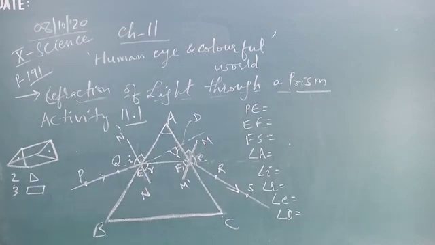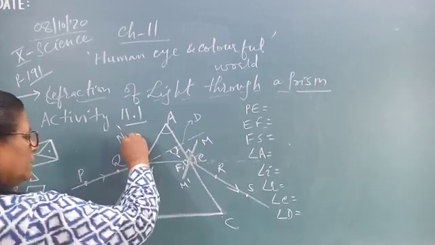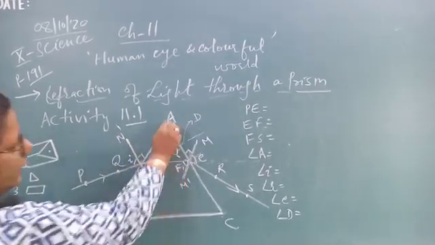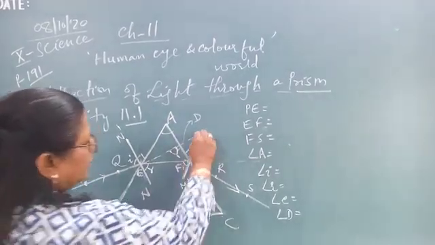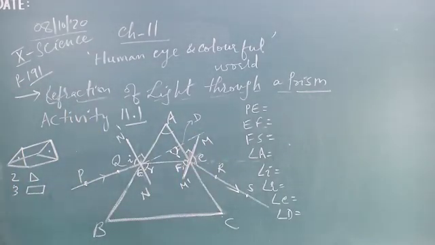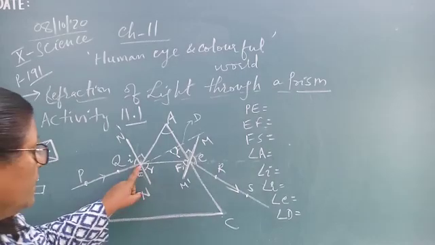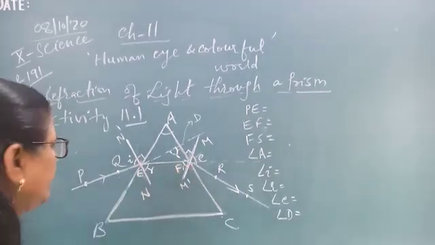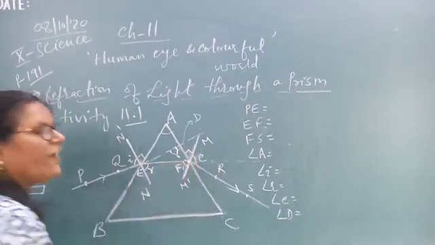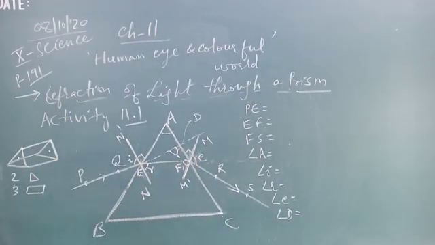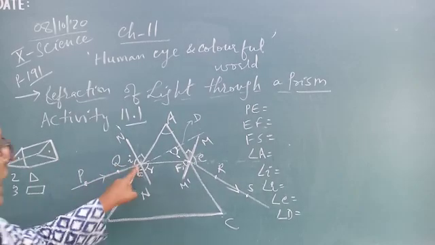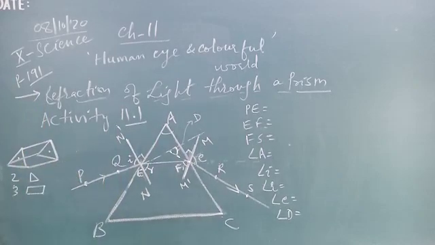Now join EF. Then draw the perpendiculars: up to side AB, that is NN dash, and side AC, that is MM dash. These are the 2 perpendiculars drawn at the points of incidence. E is the point of incidence, and F is also a point of incidence. So we draw 2 perpendiculars to the refracting surfaces AB and AC of the prism at points E and F.